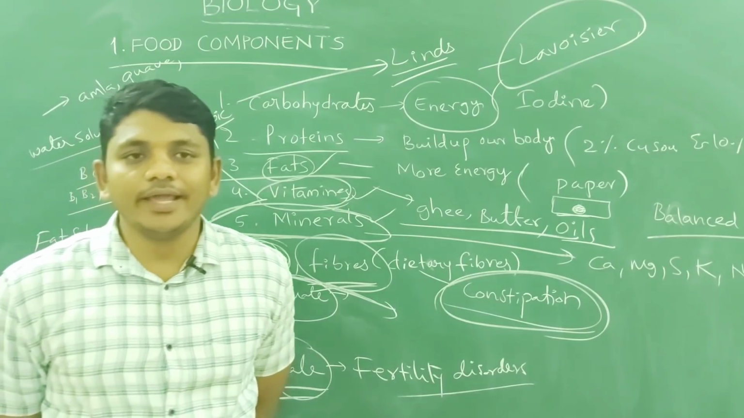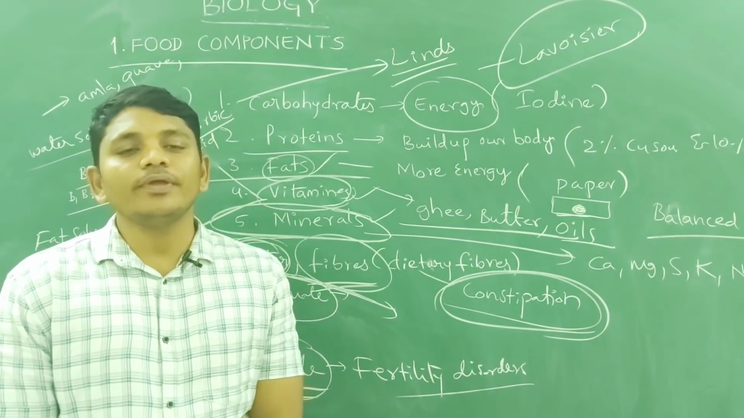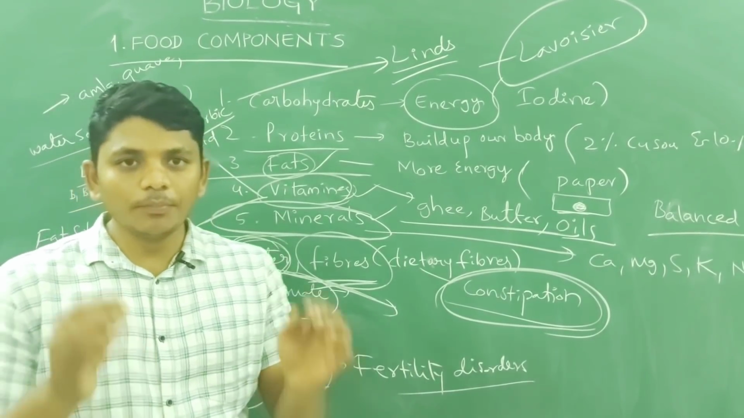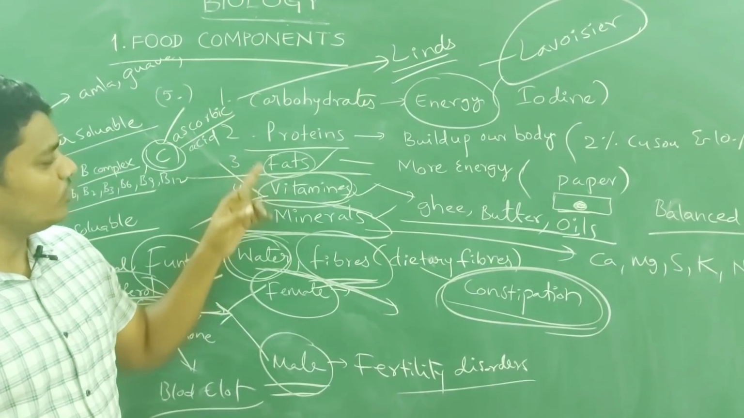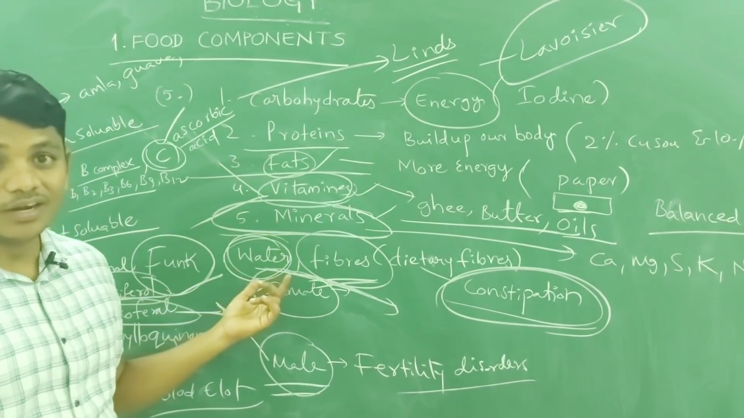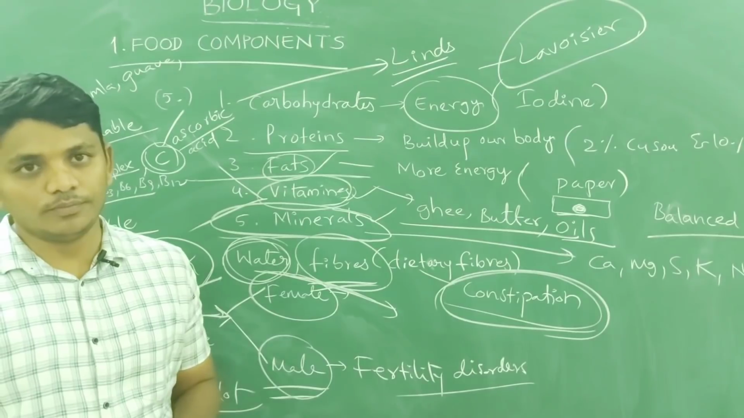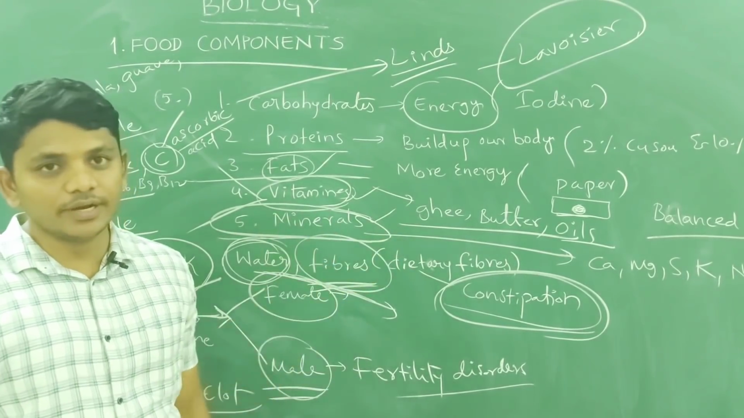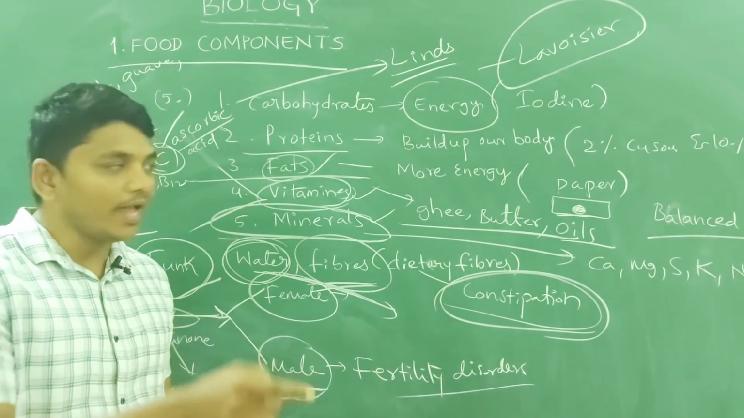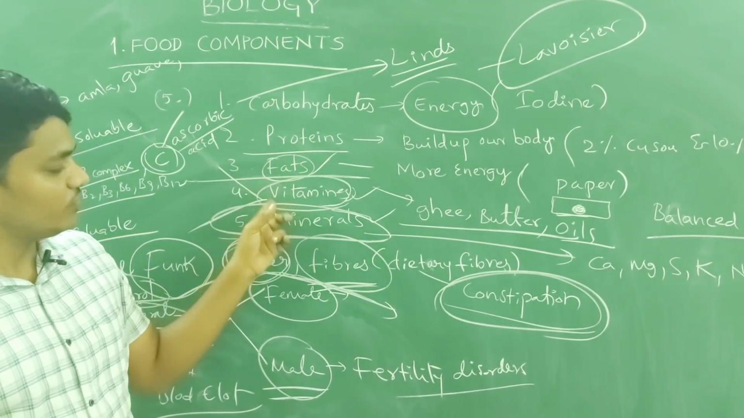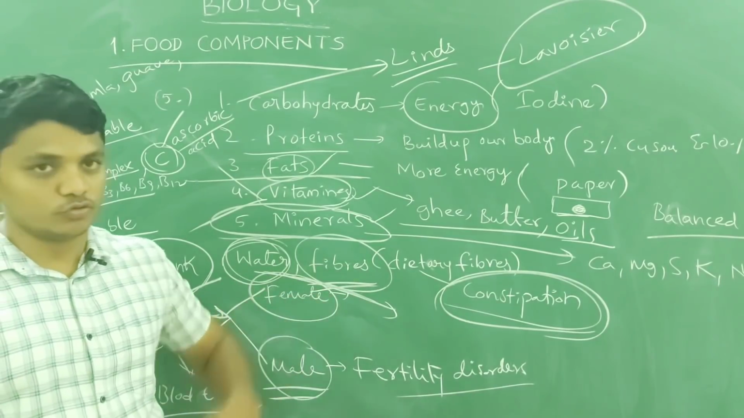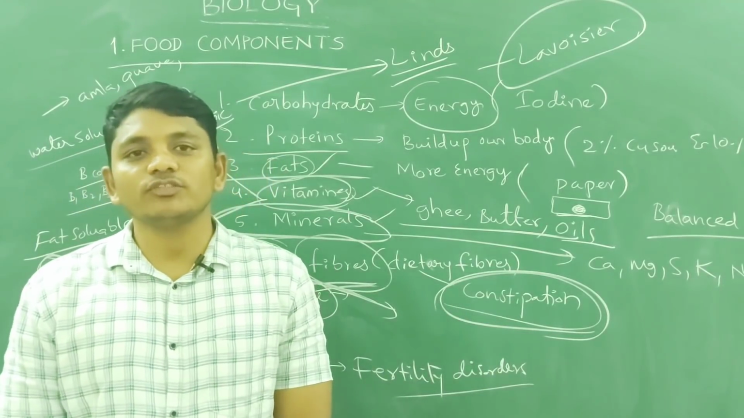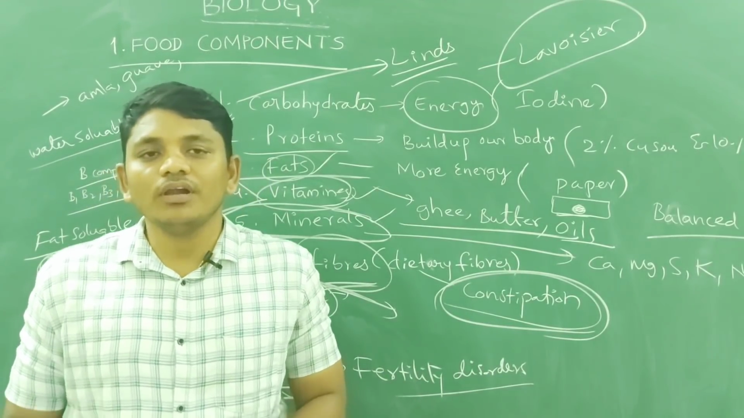If we take a balanced diet, the body activities will happen in a proper way. So this is called a balanced diet. In a balanced diet, carbohydrates, proteins, fats, vitamins, minerals, water and fibers are all available. If any one of these is absent, that is not called a balanced diet. If we take a balanced diet, our body activities will happen in a proper way.